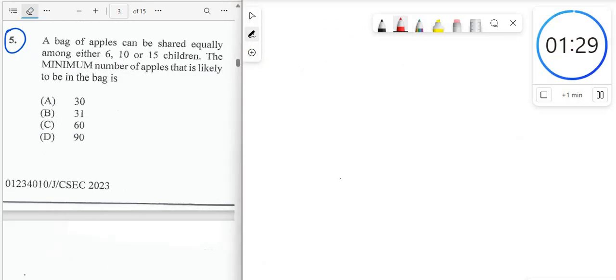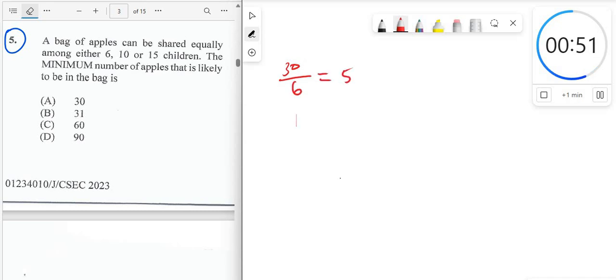Alright, so for question 5, we're told that a bag of apples can be shared equally among either 6 children or 10 children or 15 children. The minimum, the smallest number of apples that is likely to be in the bag is which of these numbers? Well, let's start with the smallest number we're seeing there, which is 30. All right. If we have 6 children, can a bag of 30 apples be shared equally among them? Let's see. We have 30 apples, want to share it equally among 6 children. Each child will get 5 apples.